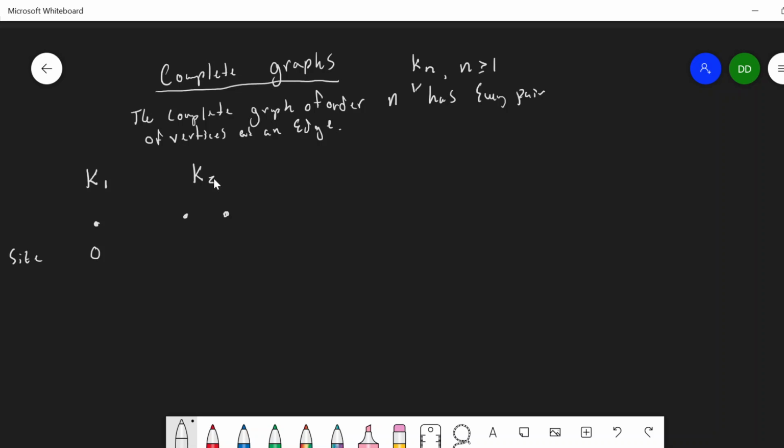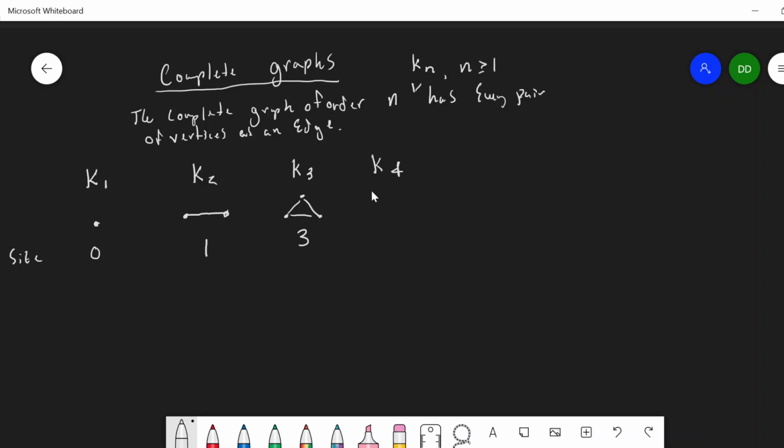So K2, that means we have 2 vertices. Remember, the subscript here on K is telling me how many vertices there are. So K2 has one edge because there's just one pair of vertices. K3, I have 3 vertices. And again, every pair of vertices is an edge. So there are 3 edges here.